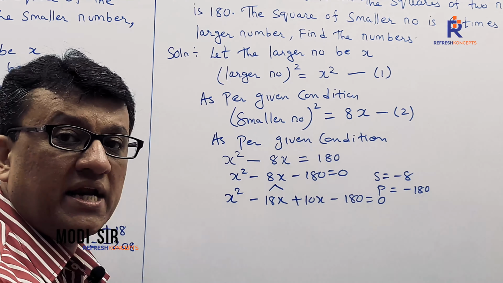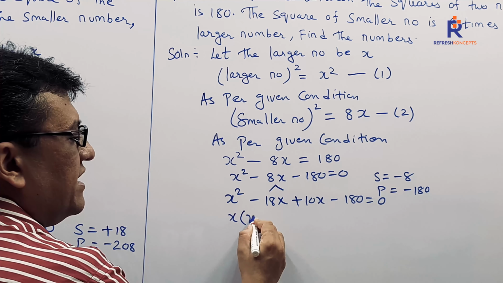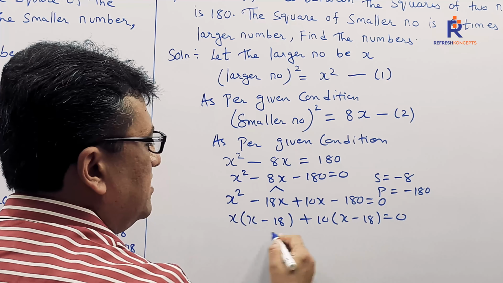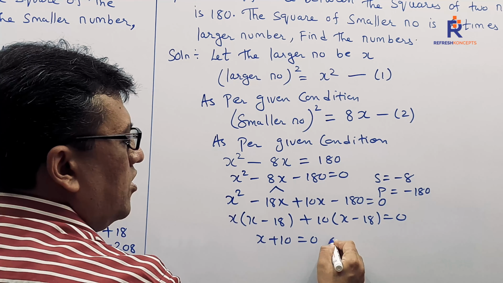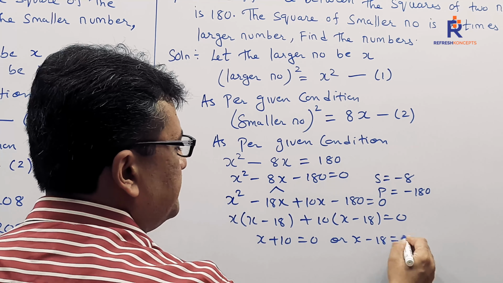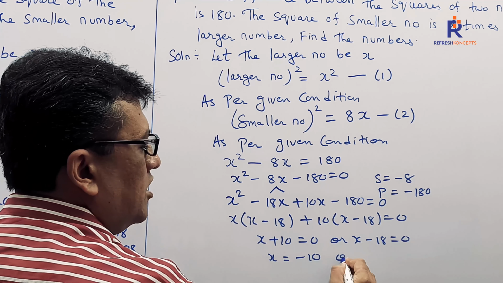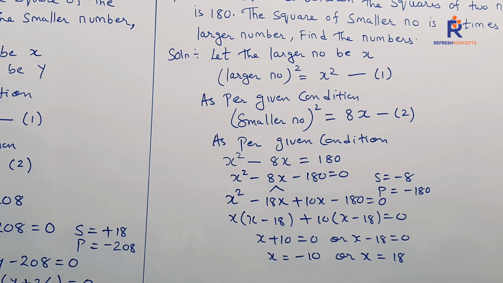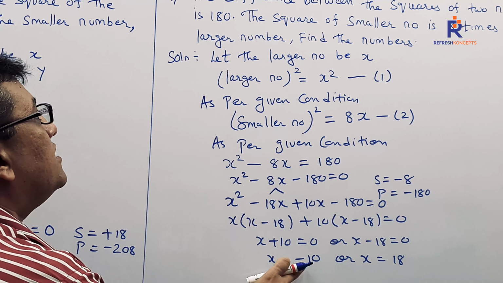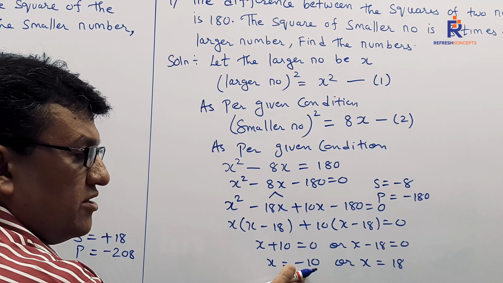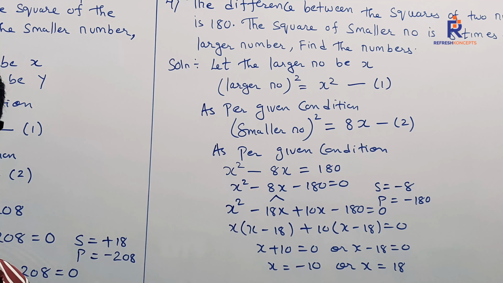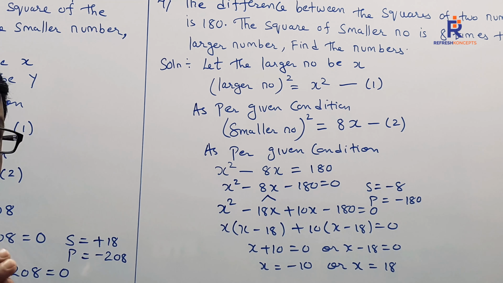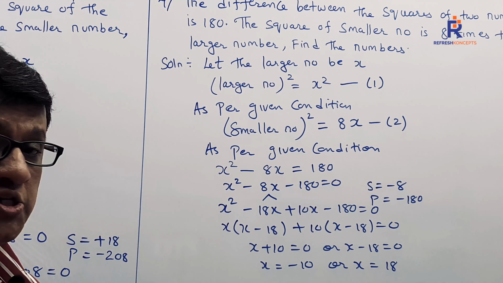Any guesses, children? What are the two numbers? Yes, 18 and what? 18 and 8, or 18 and 10? Yes, it's 18 and 10. It's x square minus 18x plus 10x minus 180 equals 0. Minus 18 plus 10 is going to give me minus 8. Minus 18 into plus 10 is going to give me minus 180. So x minus 18 into x plus 10: x plus 10 is 0, or x minus 18 is 0. x equals minus 10 or x equals 18.